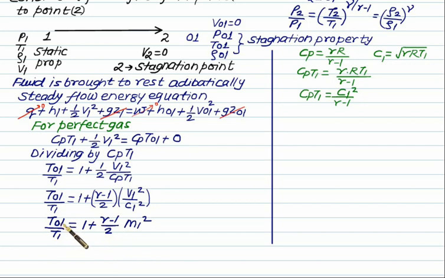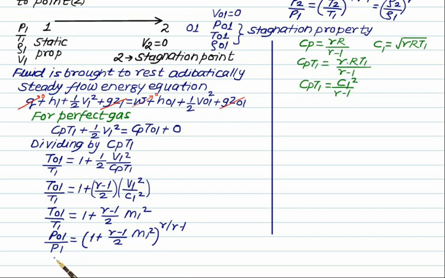If we know the ratio of T01 and T1, we have T01 by T1 equal to P2 by P1 to the power gamma minus 1 by gamma. A similar relation can be generated for stagnation pressure: P01 divided by P1 will be equal to T01 by T1 to the power gamma upon gamma minus 1, and T01 by T1 is 1 plus gamma minus 1 by 2 Mach number 1 square, and the whole power is gamma upon gamma minus 1. Similarly, we can write the density relation: the stagnation density rho 01 divided by the static density rho 1 will be equal to 1 plus gamma minus 1 by 2 Mach number 1 square.